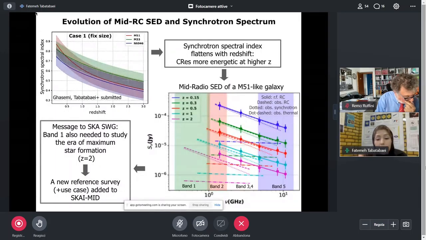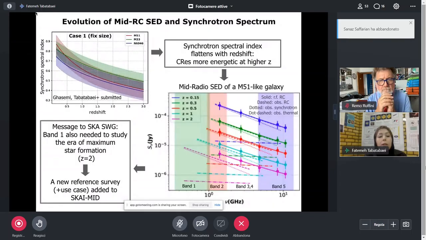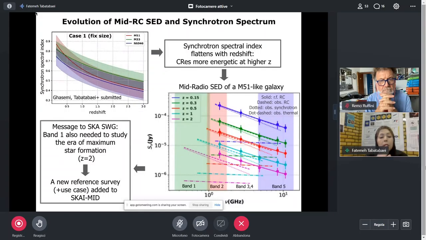So we at least need to know the higher and lower end of the SED in order to get information about the spectral energy. Hence, band 1 should have a strategic importance for the SKA to study the evolution of star formation. So we proposed that, and we wrote a new science use case.